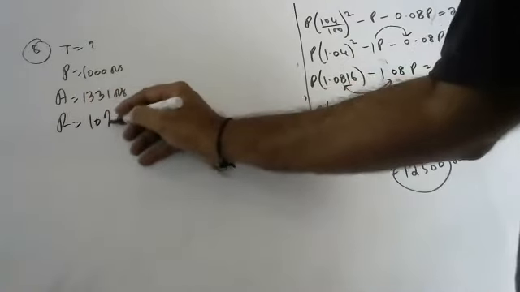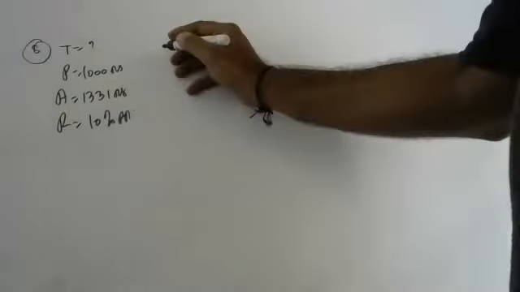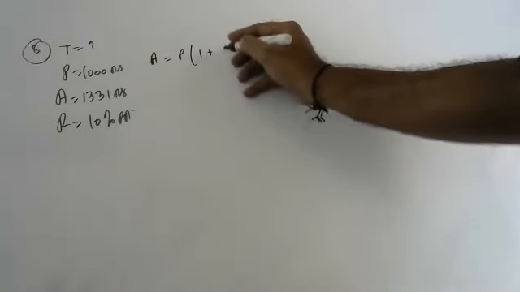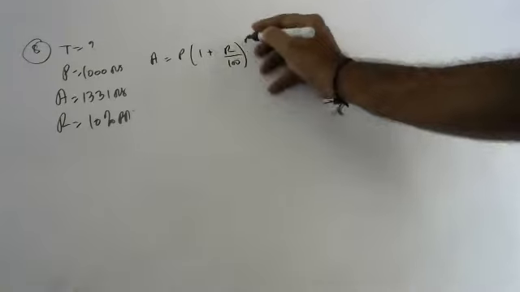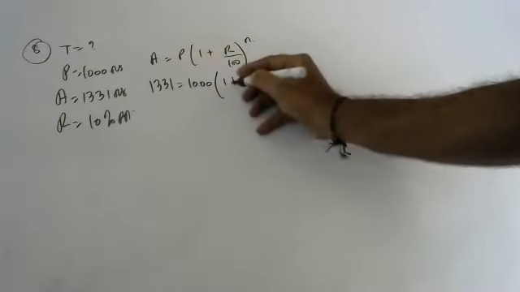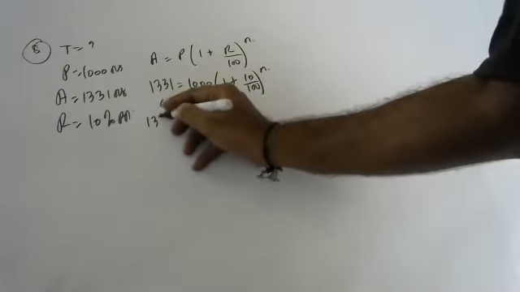Nana, can you say that? 10% per annum compound interest. Compound interest is... no, the amount is given, directly use the amount. Amount is equal to P into 1 plus R by 100 whole to the power of n. That is, 1331 is 1,000 into 1 plus 10 by 100 whole to the power of n.